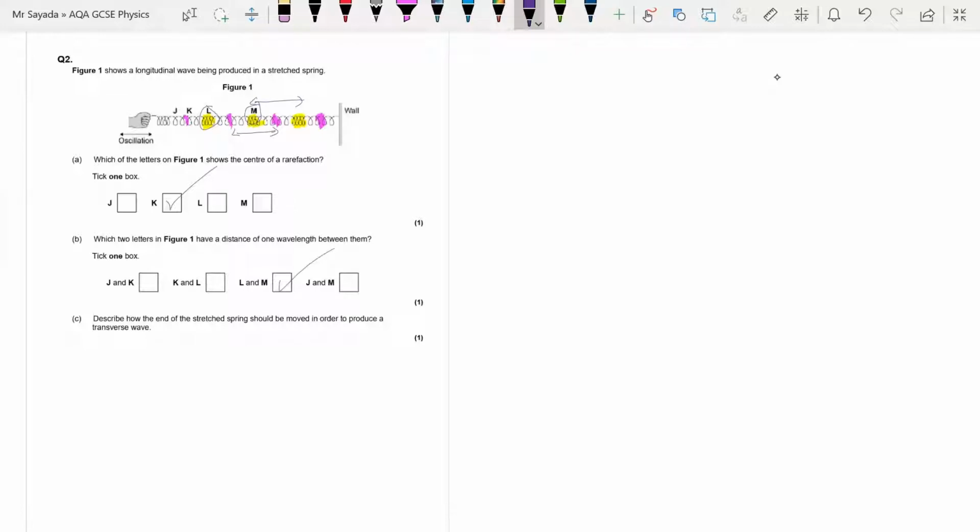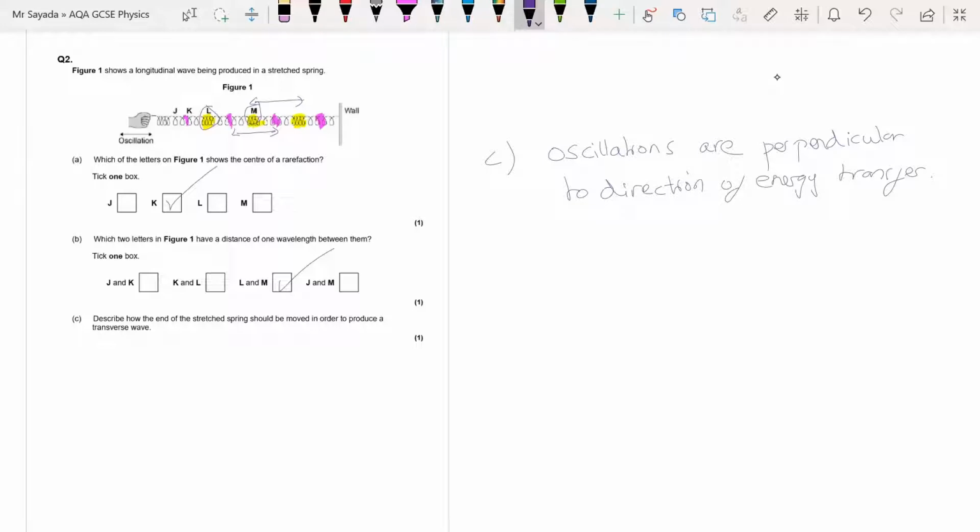And finally, to make a transverse wave, you need to make sure that the oscillations are perpendicular to the direction of energy transfer. So the oscillations are perpendicular to the direction of energy transfer. That is the definition of a transverse wave. Now, how can we make that happen in this diagram? Well, in this diagram, what direction is the energy transfer in? Say your answer to the video.